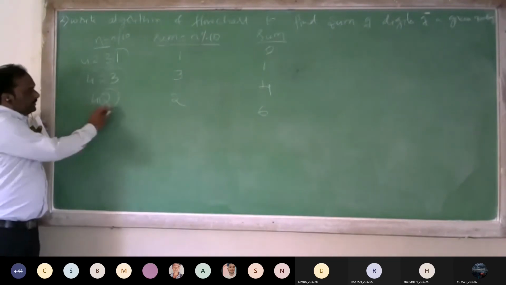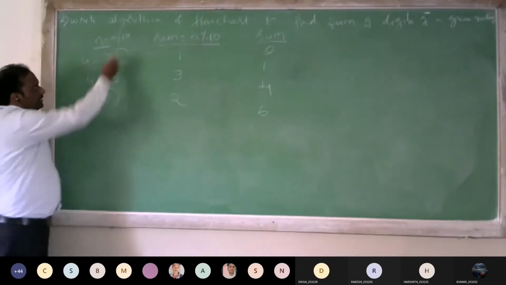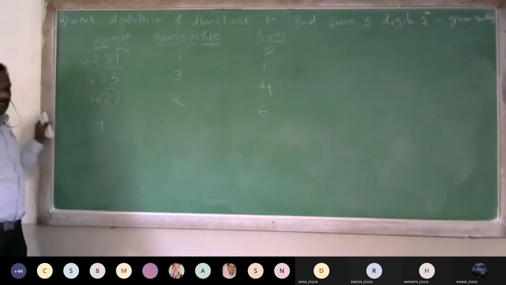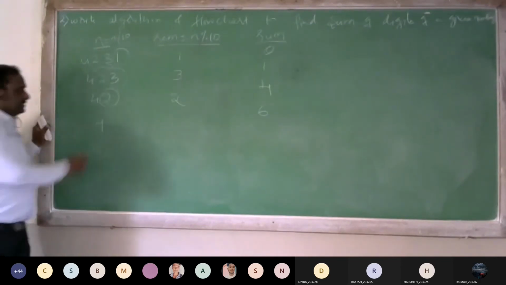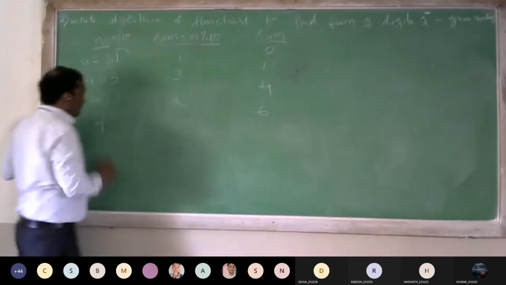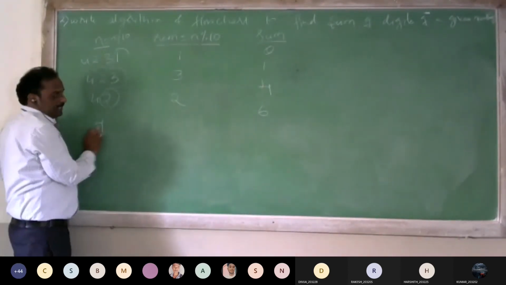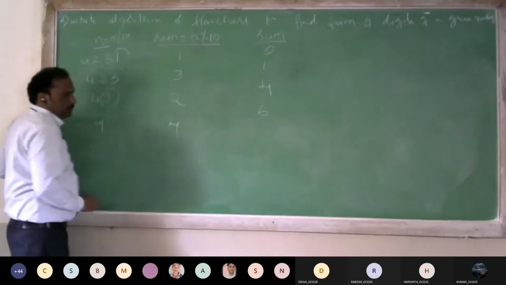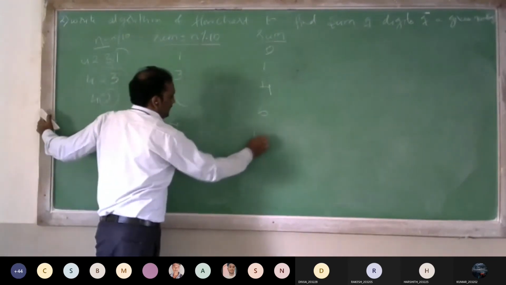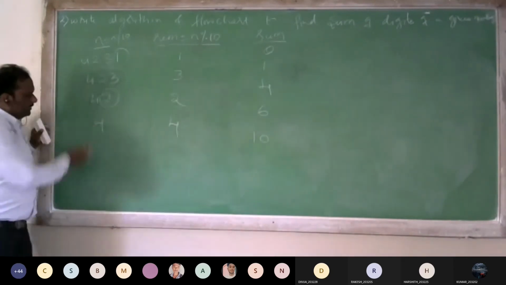Now 42. We have to get this digit. To get this digit, we have to divide by 10. 42 by 10 is 4. Now again, n modulus 10. 4 modulus 10, so the remainder will be the same, 4 only. Now what is sum? Sum is 6. 6 plus 4 is 10.